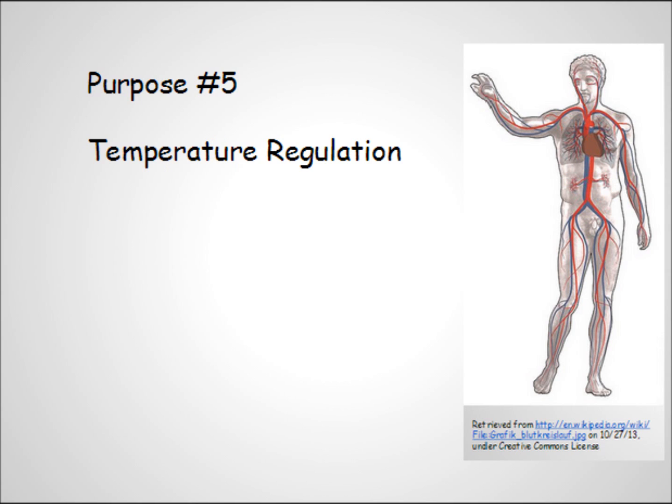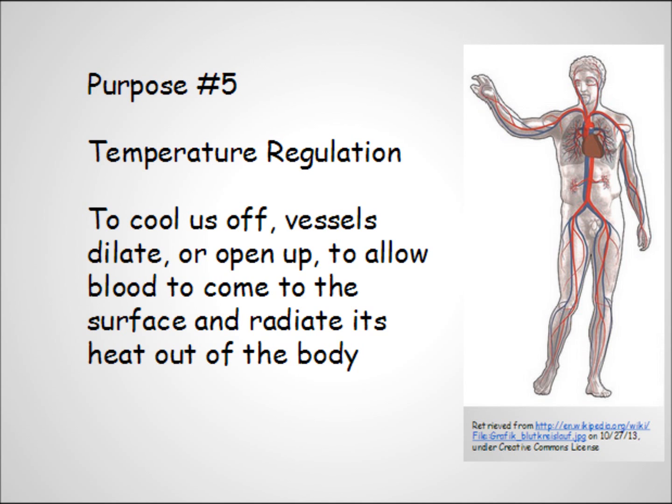The fifth major function of the cardiovascular system is temperature regulation. Warm-blooded animals like us have quite a narrow range of acceptable internal temperature. So how does the circulatory system cool us off and warm us up to keep us in that narrow temperature range? To cool us off, the vessels in the extremities and closer to the surface dilate or open up.